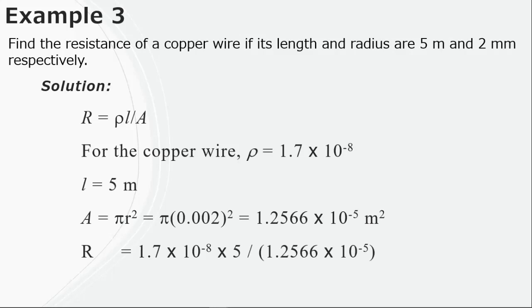Then R, the resistance, is equivalent to 1.7 times 10 raised to negative 8 times 5 divided by 1.2566 times 10 raised to negative 5. So we have here the 1.7 times 10 raised to negative 8 coming from the resistivity, 5 here is our length, and 1.2566 times 10 raised to negative 5 square meter is our area. So our final answer, the resistance, is equivalent to 6.76 times 10 raised to negative 3 ohms.